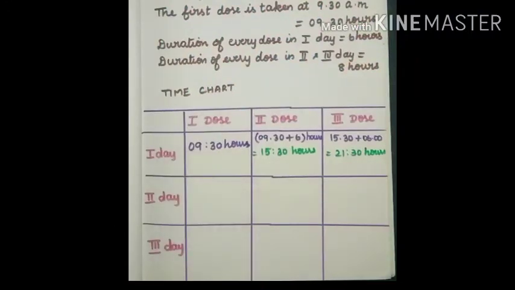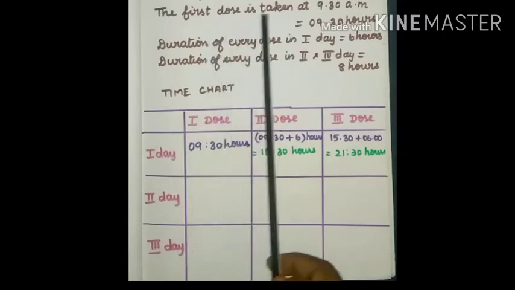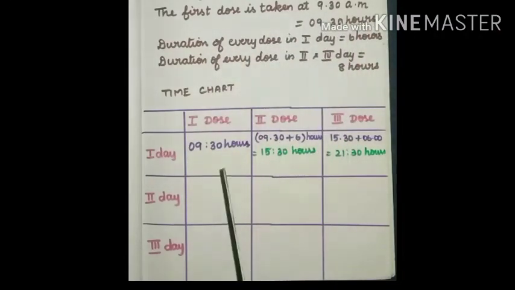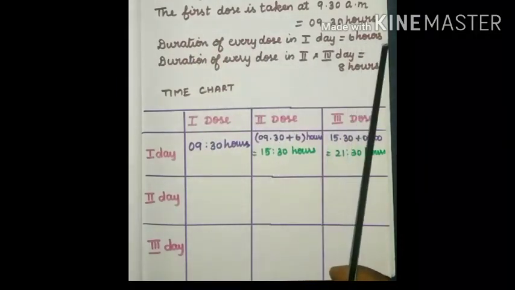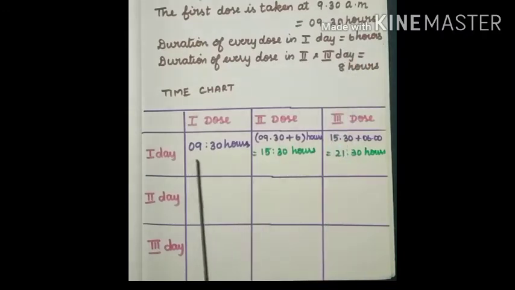See, Vairavan takes the first dose at 9:30 hours. How will you find the second dose? Here the duration of every dose on the first day is 6 hours. So you have to add 6 hours to 9:30 hours. 9:30 plus 6 equals 15:30 hours. Students, is it clear? The second dose is taken by Vairavan at 15 hours 30 minutes.